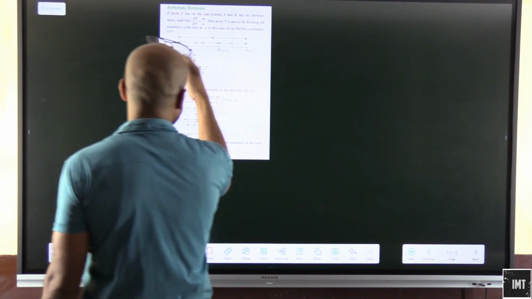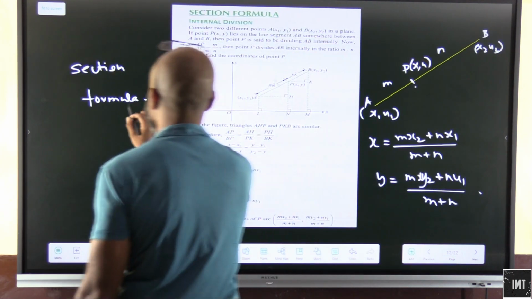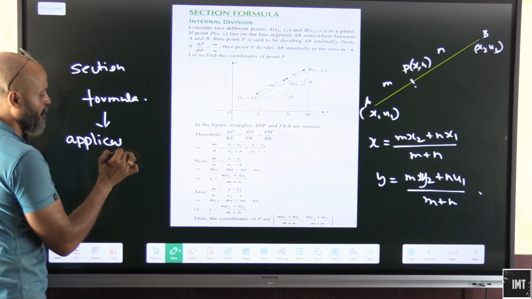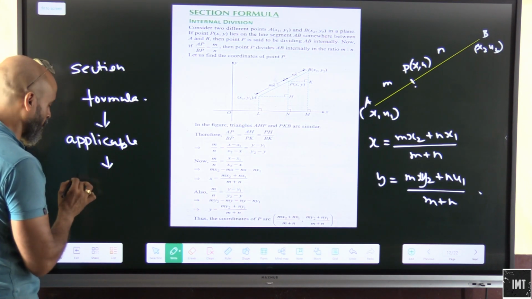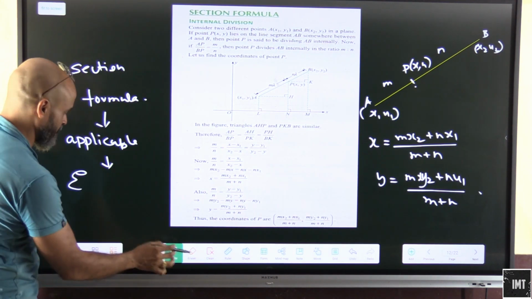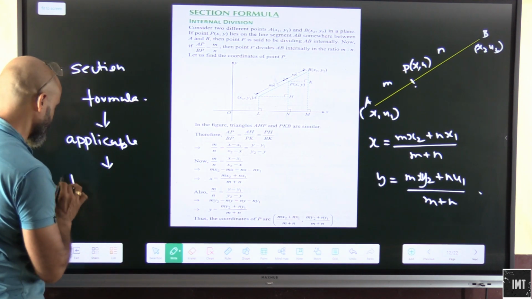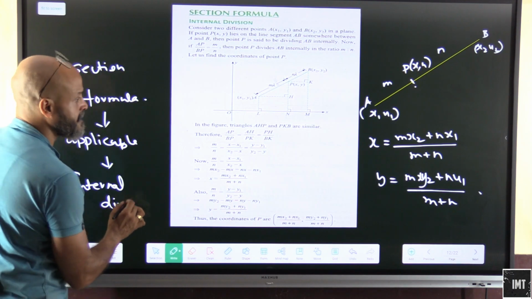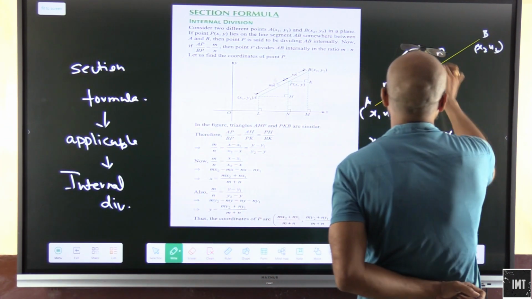Okay, now this is the section formula which is applicable for internal division. Internal division here means that the point lies on the line.